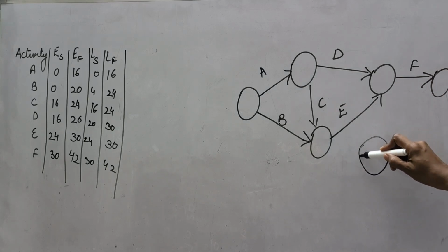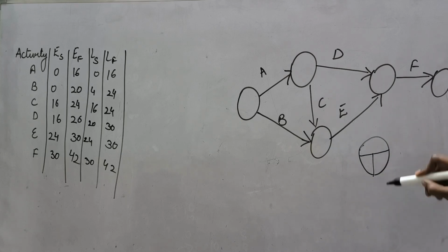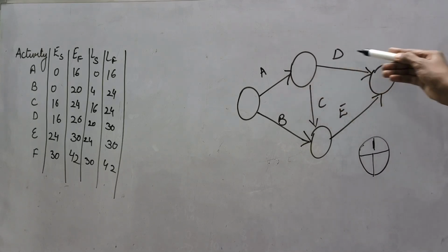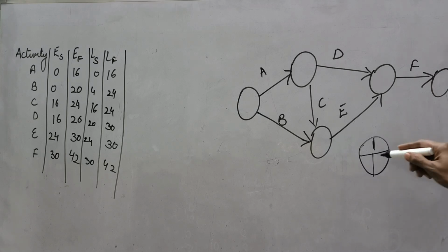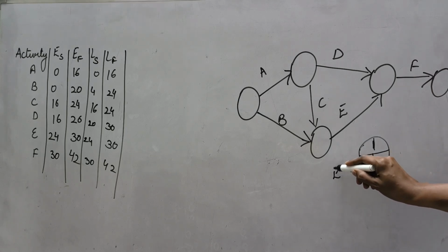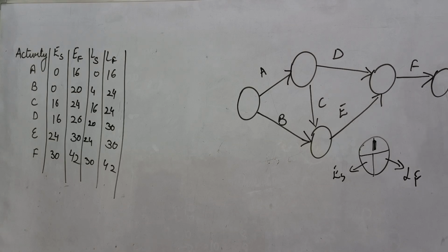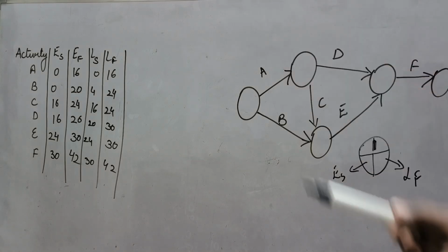In a circle, you will be dividing it in 3 parts like this. On the above side, we will be writing the event number, the 1, 2, 3 that we generally write in every circle. And here we are going to write earliest start of that particular activity or event, and here we are going to write latest finish of that particular event. This all we have already calculated.